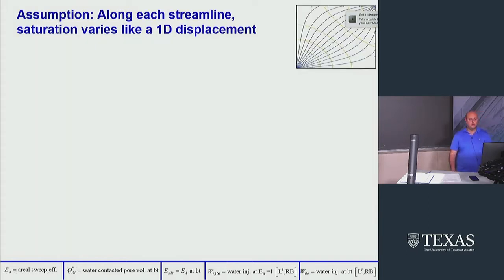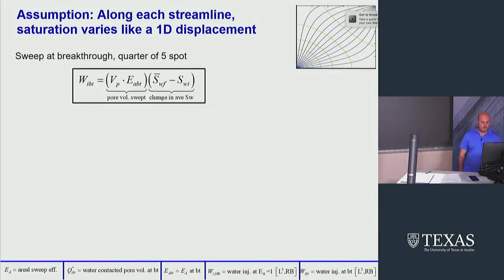We're going to make an assumption that along each streamline, the saturation acts like a 1D displacement. If so, the water injected at breakthrough is the sweep efficiency at breakthrough times the pore volume. That's really the pore volume swept. Okay, so parts of the reservoir will be swept with water, part of it won't. This tells you what percent of the reservoir has been swept, or really EABT was the percent, so multiplied by VP, that's the total amount that's been swept.